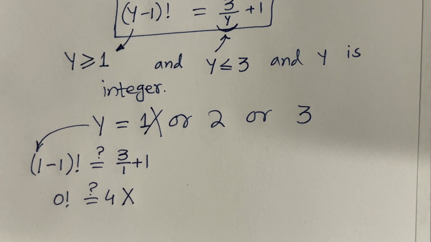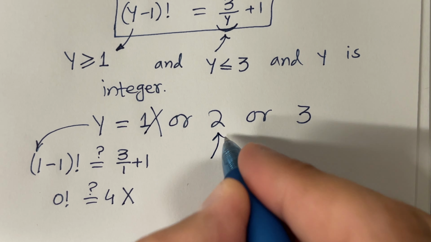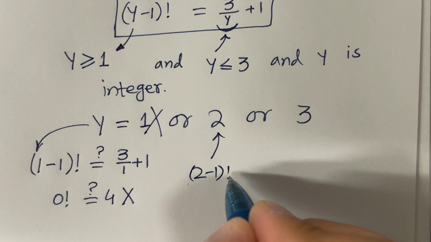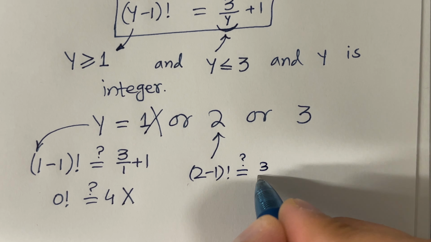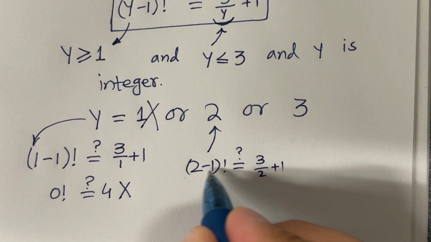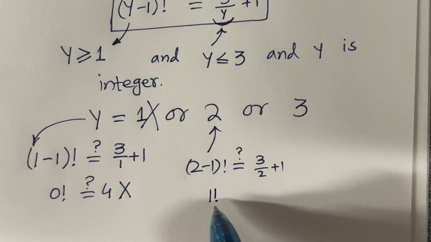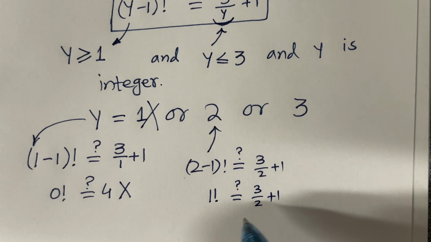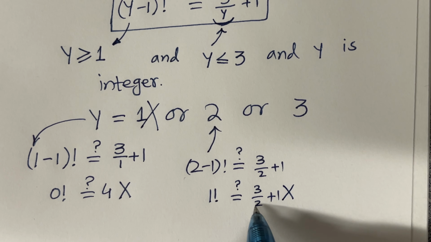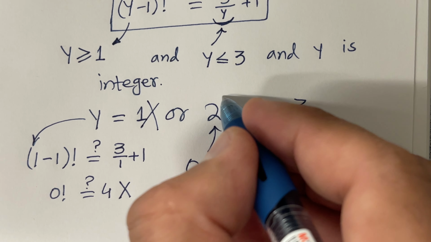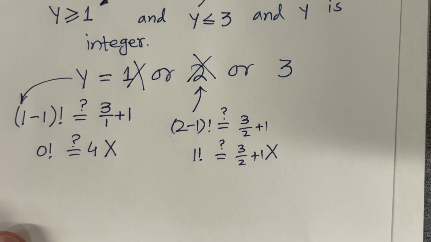This doesn't satisfy. Let's check y equal to 2. Let's plug in here (2 minus 1) factorial, and the right hand side is 3 divided by (2 plus 1). (2 minus 1) factorial is 1 factorial. Is it equal to 3 divided by (2 plus 1)? The answer is no, because this gives us a decimal and the left hand side is 1. So it means that y is not equal to 2 as well.